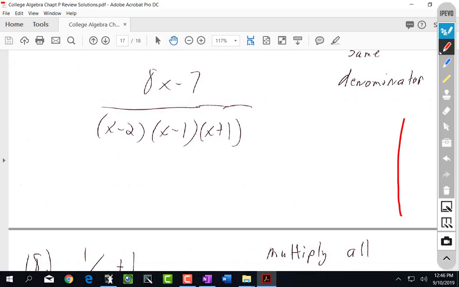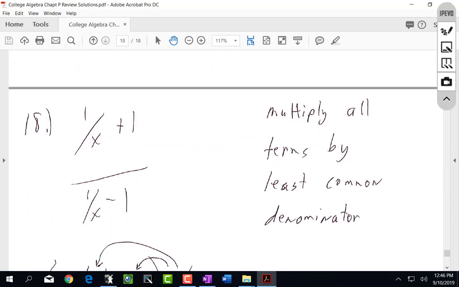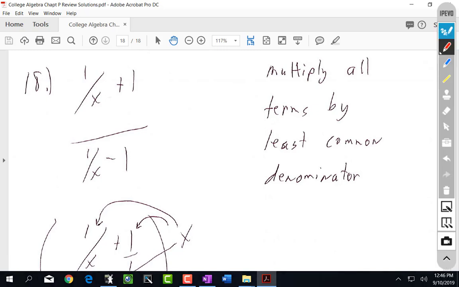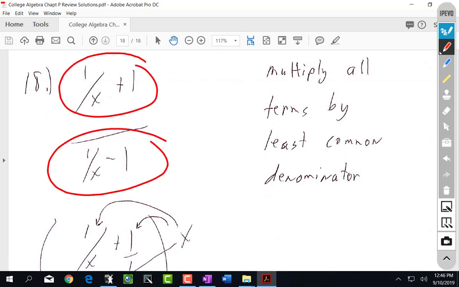Okay, number 18, it says that I have 1 over x plus 1, and that's all over 1 over x minus 1. So notice I've got a complex fraction. By definition, a complex fraction has a fraction inside the fraction. So here's my fraction, my numerator. Here's my fraction, my denominator.